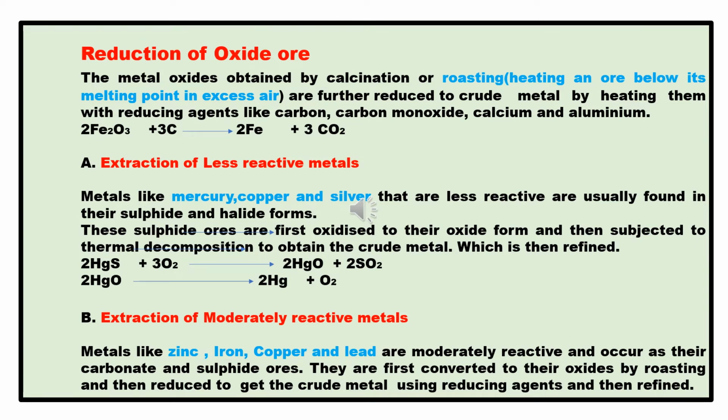Let's see an example. The ferric oxide, that is iron oxide, when treated with carbon, we get iron and carbon dioxide. The oxide part present in the ore decomposes and combines with the carbon, or the carbon reduces the oxide ore and converts it into the metal, that is iron, and carbon dioxide gas will be produced.